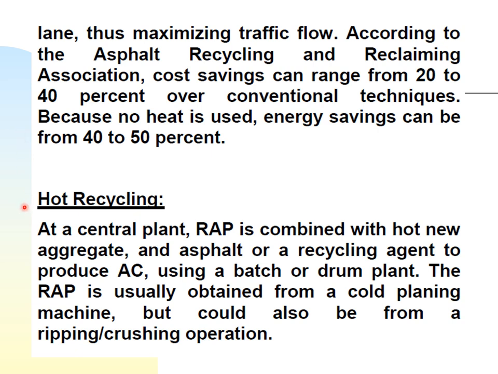Then comes the option of hot recycling. At a central plant, RAP is combined with hot new aggregate. Again, you can see the word RAP, that is the reclaimed asphalt pavement. So at a central plant, RAP is combined with hot new aggregate and asphalt or a recycling agent to produce asphalt concrete using a batch or drum plant. The RAP is usually obtained from a cold planing machine, but could also be from a ripping or crushing operation.